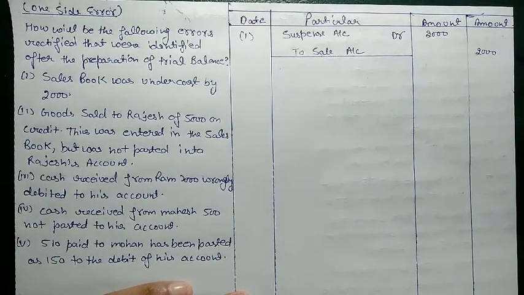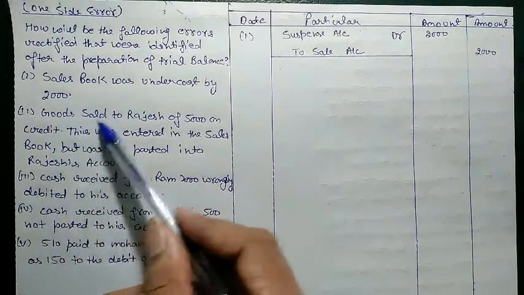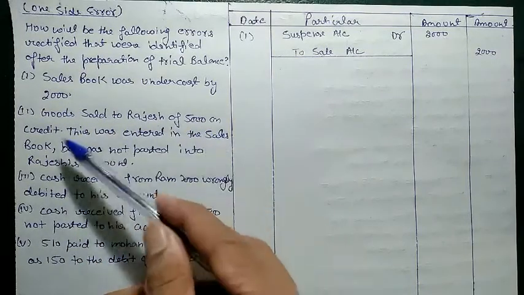If we have undercast, then we will post the same entry, we will credit the same account. Like if sales is undercast, then the balance of sales is credit, so we will credit that. But if it has an overcast balance, then we will reverse the entry. If purchase has a debit balance, we will credit. So we need to reverse in case of overcast, and we put the same entry in case of undercast. Next entry that we have: goods sold to Rajesh of 5000 on credit.